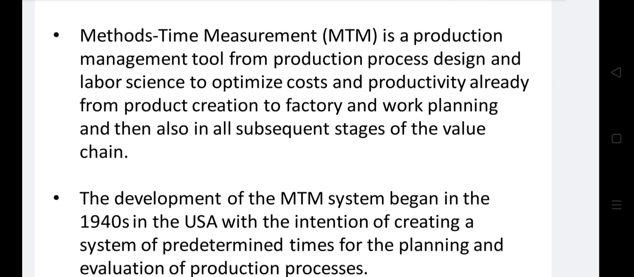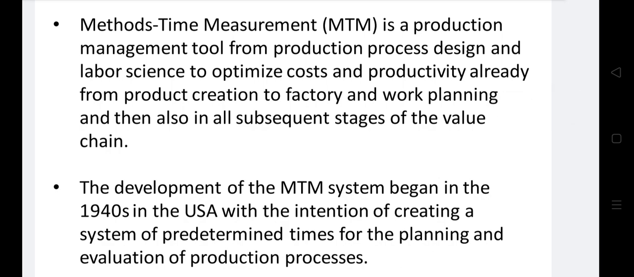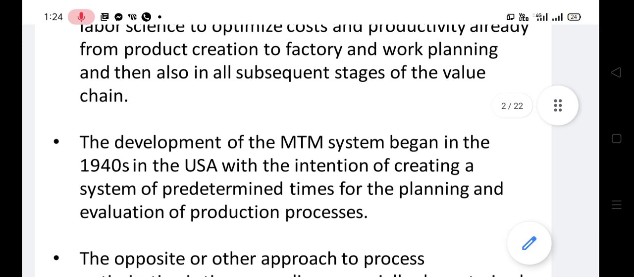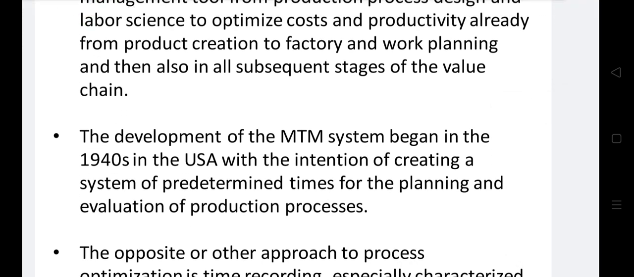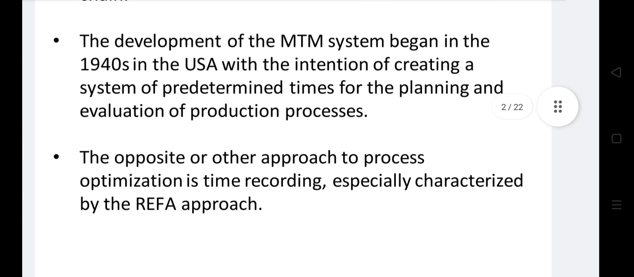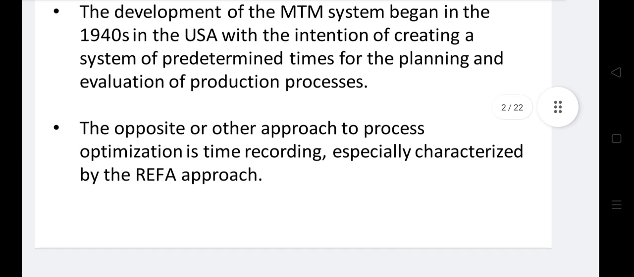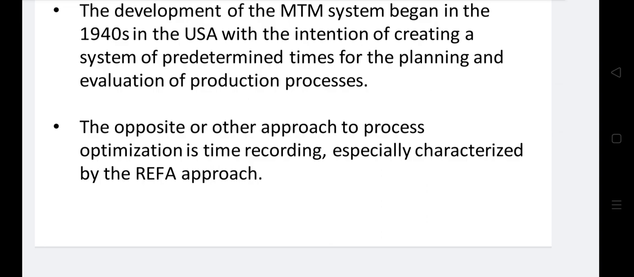Methods time measurement. MTM is a production management tool from production process design and labor science to optimize cost and production, already from production creation to factory and work planning, and then also in the subsequent stages of the value chain. The development of the MTM system began in 1914 in the USA with the intention of creating a system of predetermined times for the planning and evaluation of production processes.